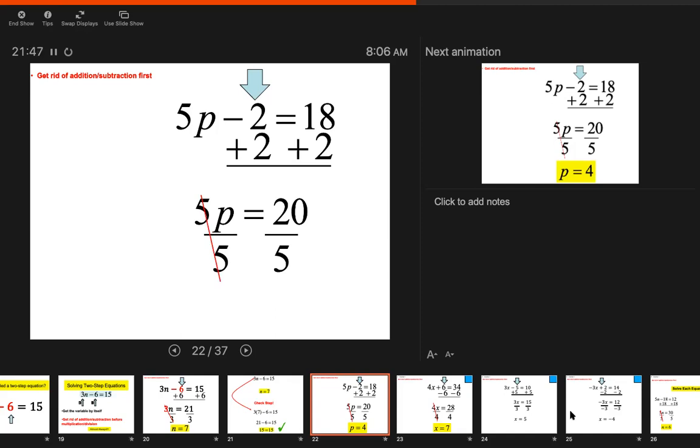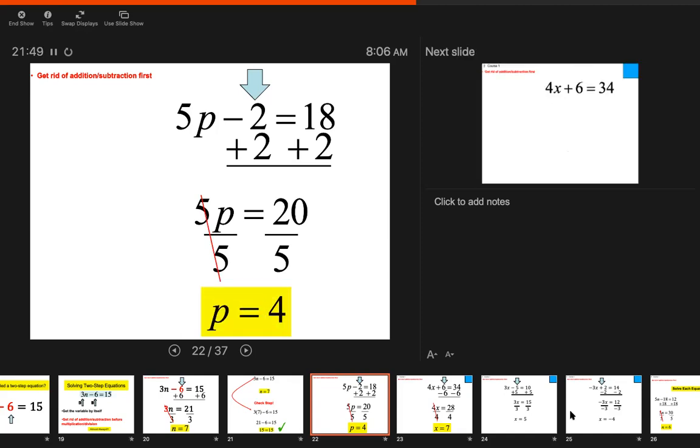20 divided by 5 is 4. So P is equal to 4. It's that simple. The only time that it's going to cause you slight problems is when there's negatives involved, right?